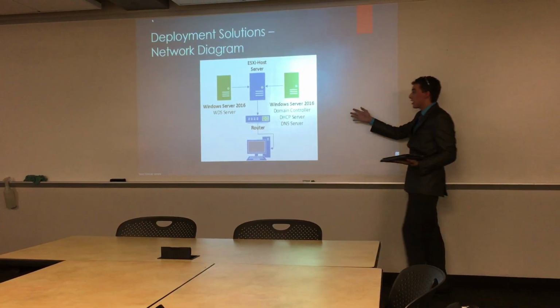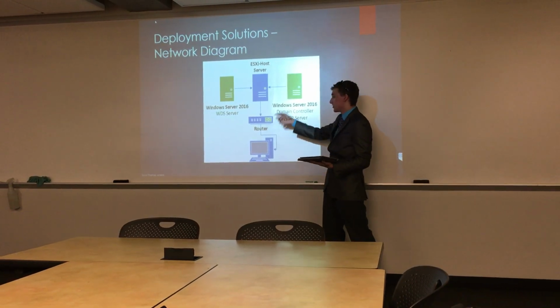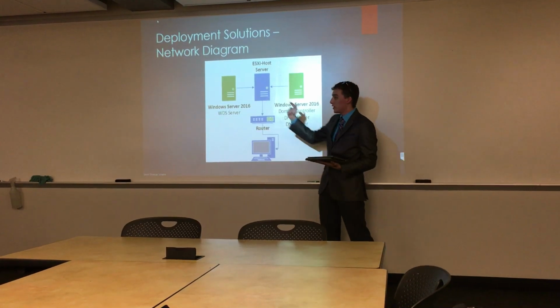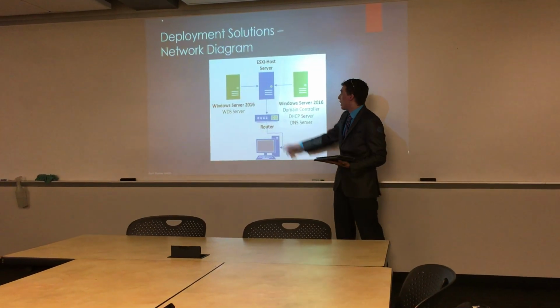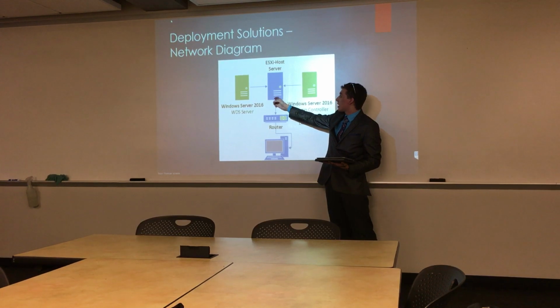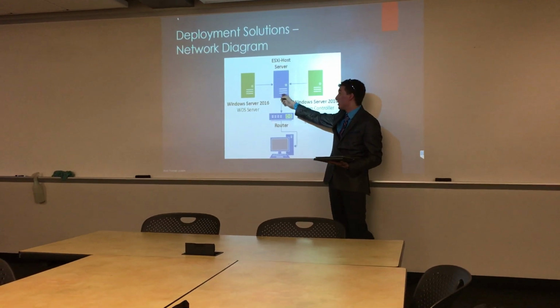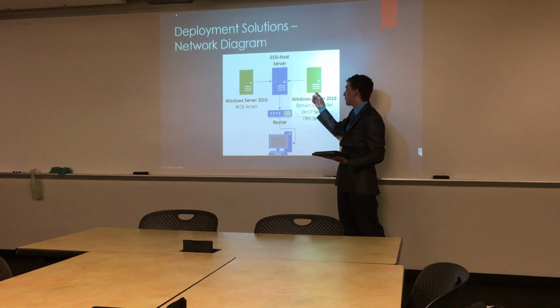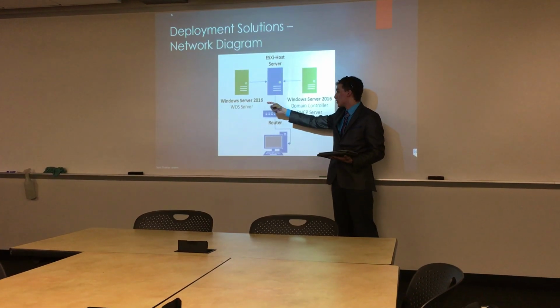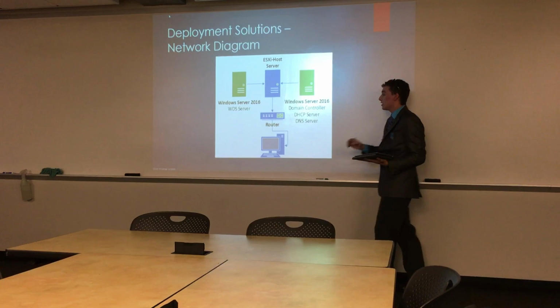This is a network diagram of a deployment solution. This is just an example. There's a ton of ways to do it, but this is the way I built right over there. The physical machine has an ESXi host operating system, which is a Linux-based operating system through VMware, and it has 2 virtual machines, virtualized servers, both running Windows Server 2016.